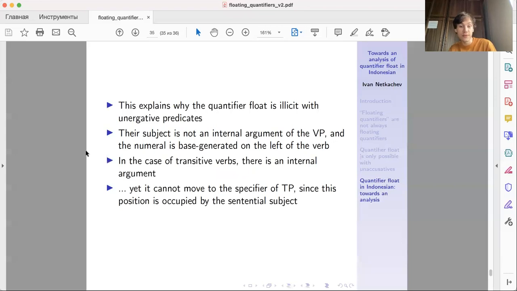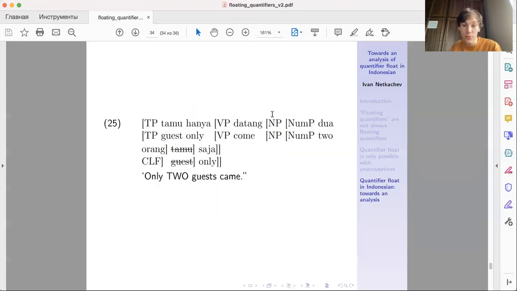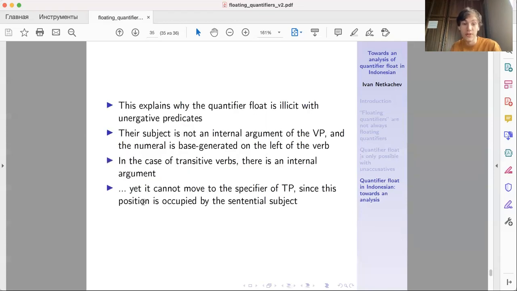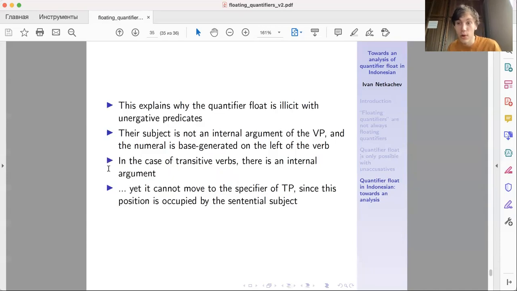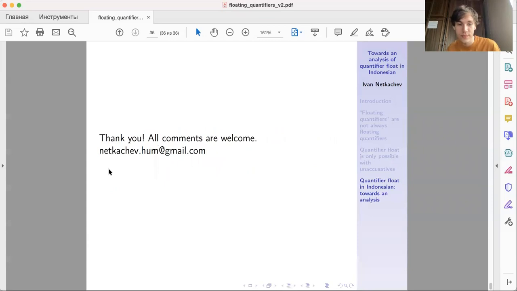In the case of transitive verbs, there is indeed an internal argument which occurs to the right of the verb. However, there is also an external argument, and it occupies the specifier of TP already. So there is an argument which is already there in the specifier of TP. And that's why movement there is impossible. And that's why the constructions with floating quantifiers cannot be generated.